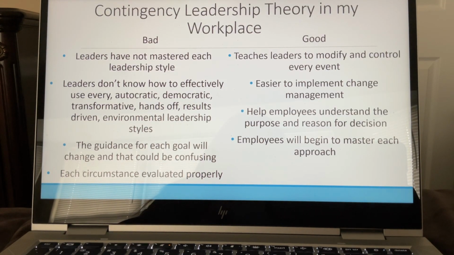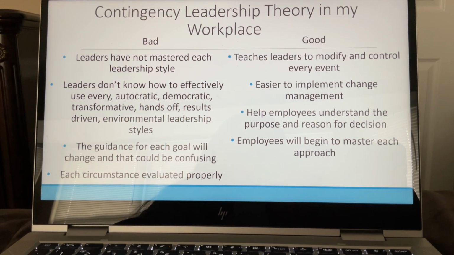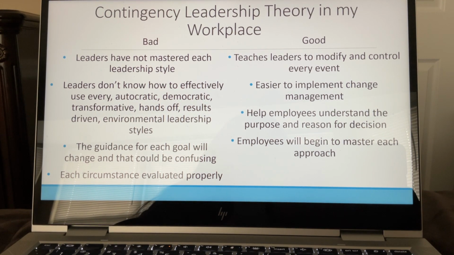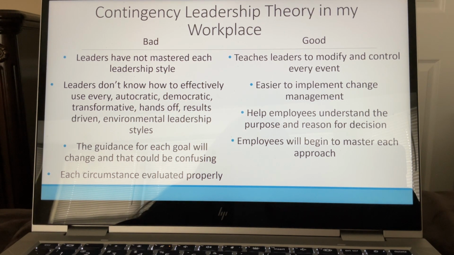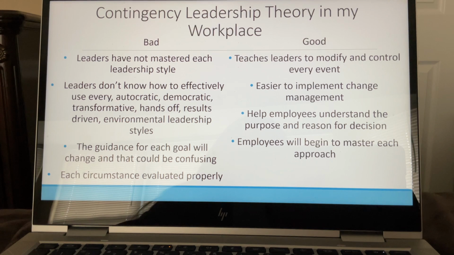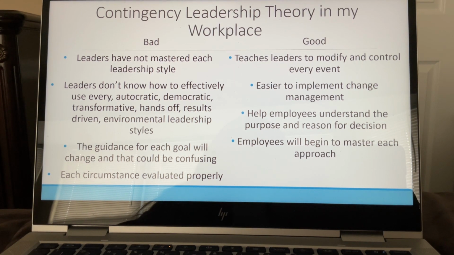What's the good and bad about this theory for my workplace? If you haven't mastered all those leadership styles, you won't be able to implement this theory in the first place as a leader. The different styles you'd have to implement are autocratic, democratic, transformative, hands-off, relationship-driven, and environmental leadership styles.